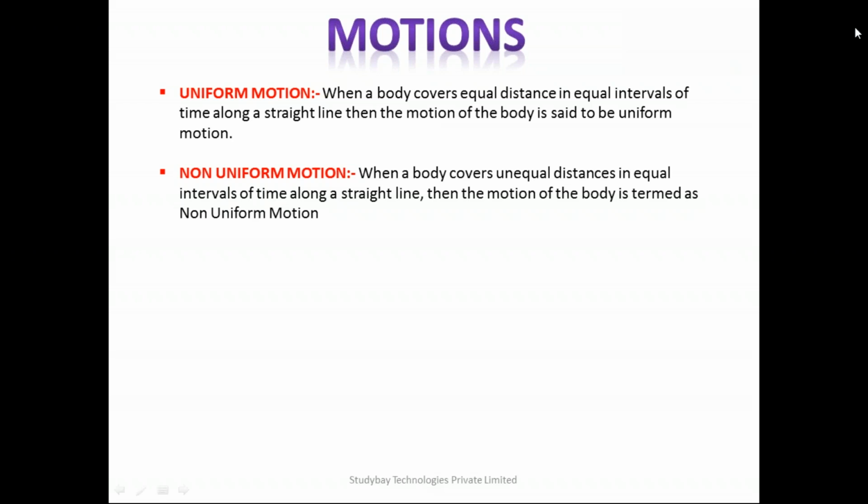Now about this non-uniform motion, let's say a body covers 1 meter in 10 seconds, in another 10 seconds it covers 20 meters, in another 10 seconds it covers 40 meters, and so on. If this kind of motion is there, then that is called non-uniform motion.